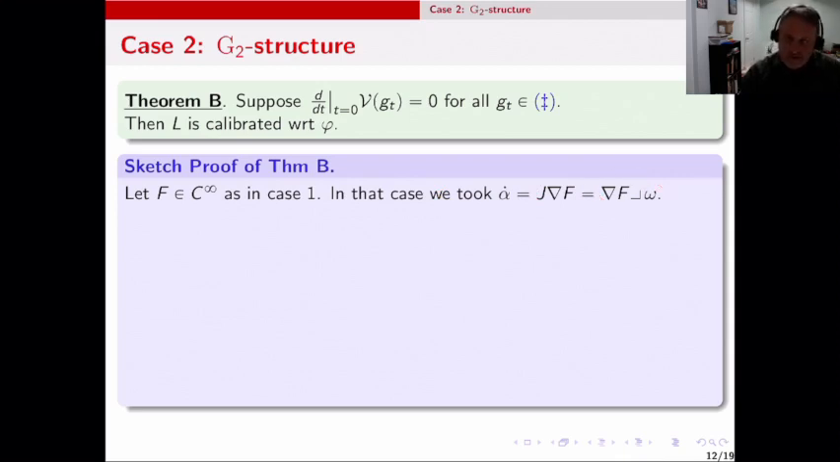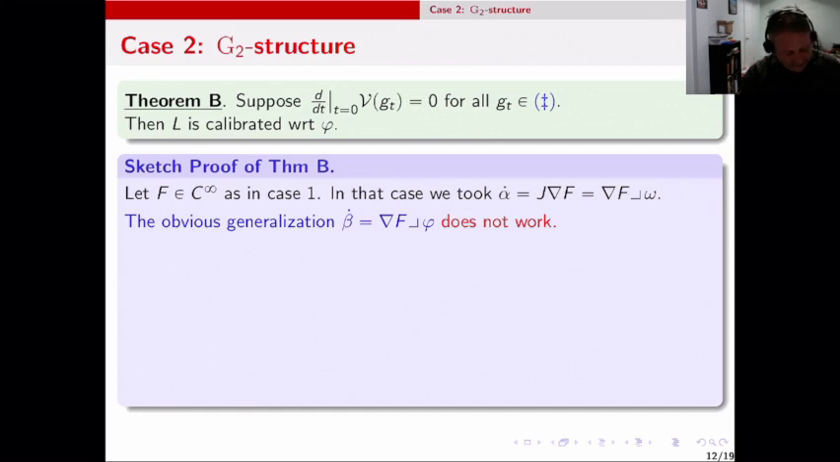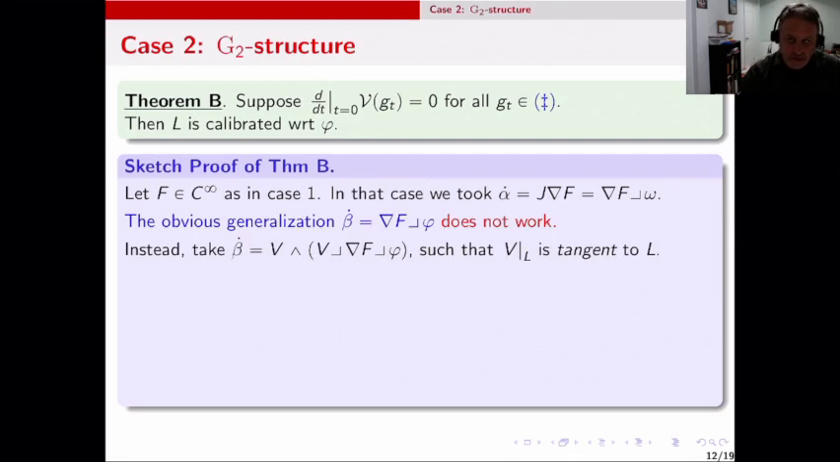So an obvious idea is to make our two form time derivative at time 0, beta dot, to be just hook grad f into the three form phi. That's clearly the thing to do, except that it doesn't work. Right? You calculate this, and you can't conclude that L has to be calibrated if you take this for beta dot. Okay? So you have to work a lot harder, and it took us quite a while to figure out what the right thing to do was.